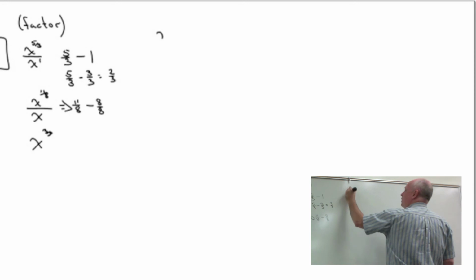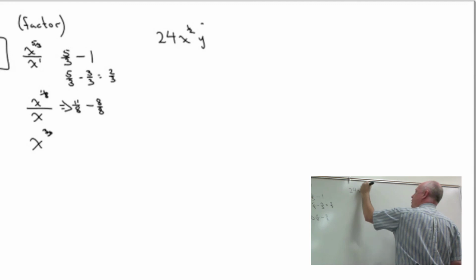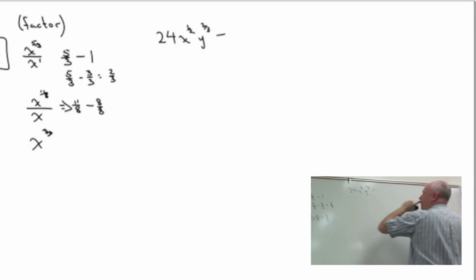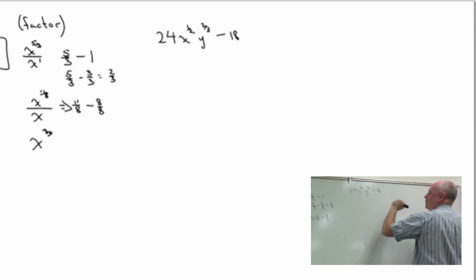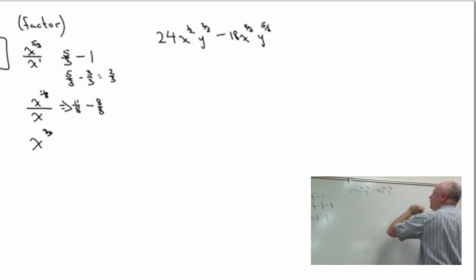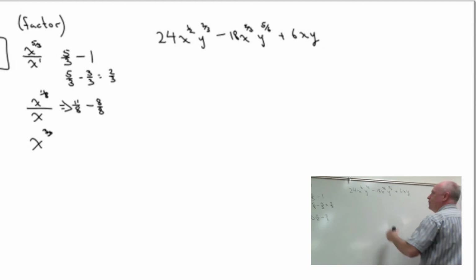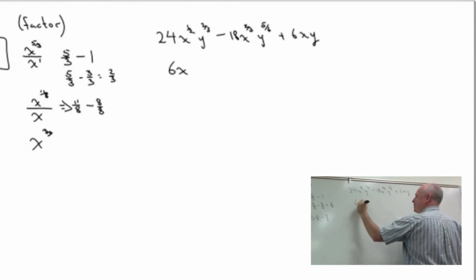So if you have 24 x to the 1/2, y to the 2/3, minus 18 x to the 2/3, y to the 5/6, plus 6xy. It's horrible. And I'm saying, what is the greatest common factor between these three things? 6xy. The book says, notice I'm not agreeing with the book, but that's okay. We're going to kick out a 6xy.